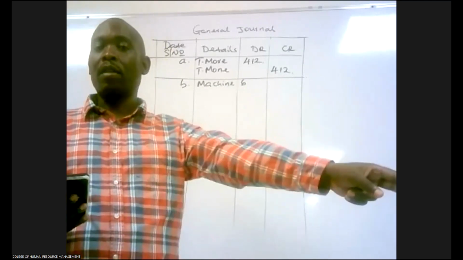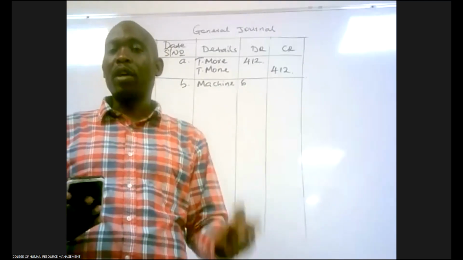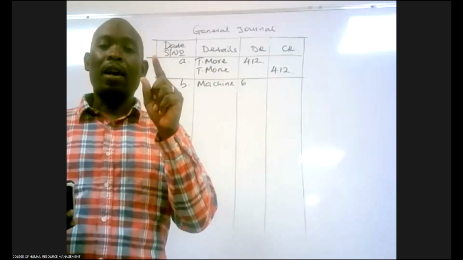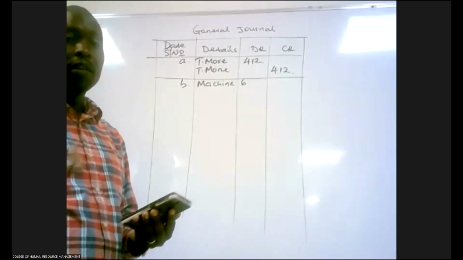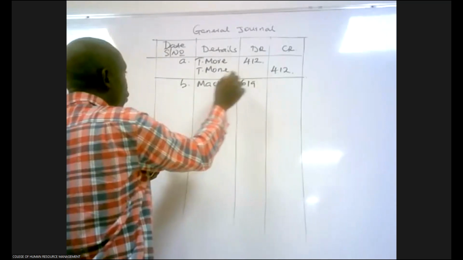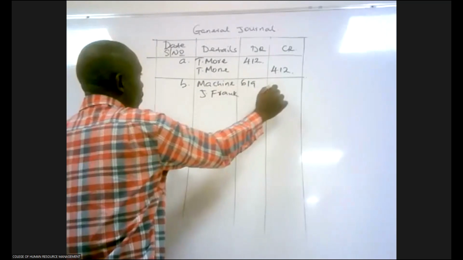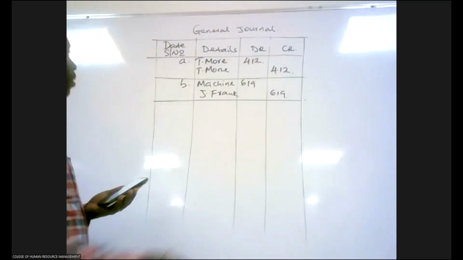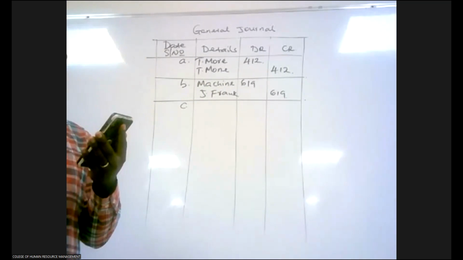But at this point, just note that it is always going to be like that. Goods are for purchases. But any fixed asset, machine, equipment, furniture, computers, all those should be recorded under their own account name. So in this case, clear, Mwalimu? Yes. In this case, debit the machine 619. Then we credit the supplier, who is J. Frank, 619. That one is corrected. We go to C. This says that the purchase of a computer.